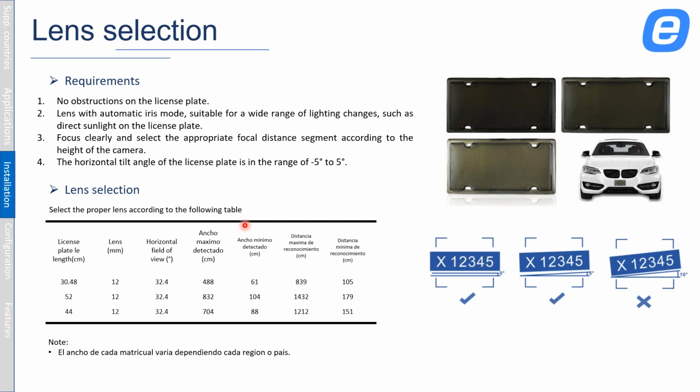So the lens selection, you need to also select a proper lens according to the following table. Now, all these are just different scenarios that we've used for the lens selection. Not all installations are going to be the same, which is why I said at the beginning that 80% of the configurations on the camera might be changed.